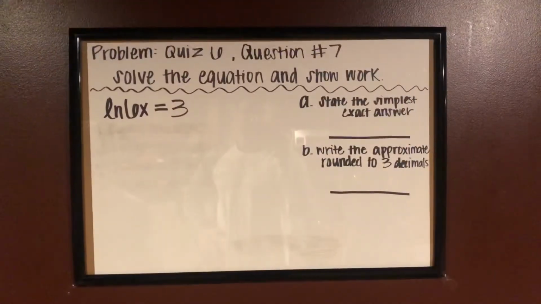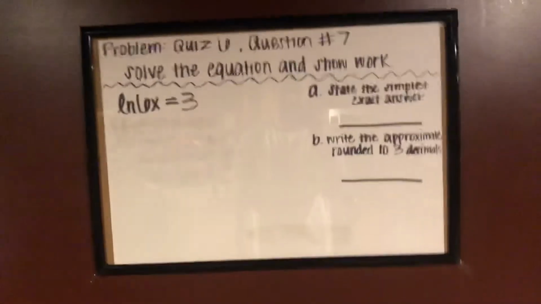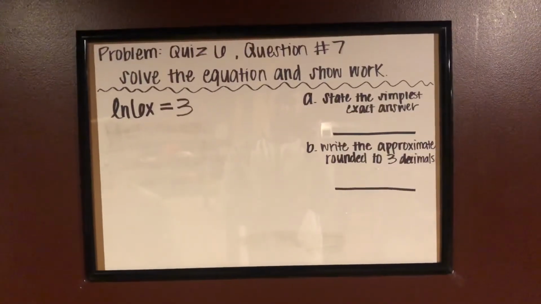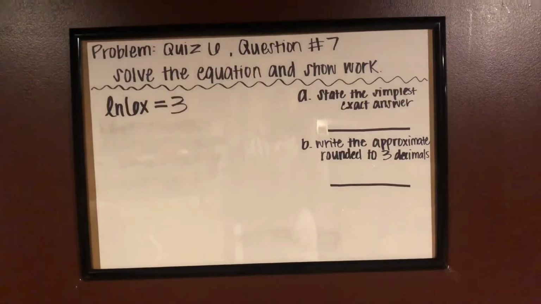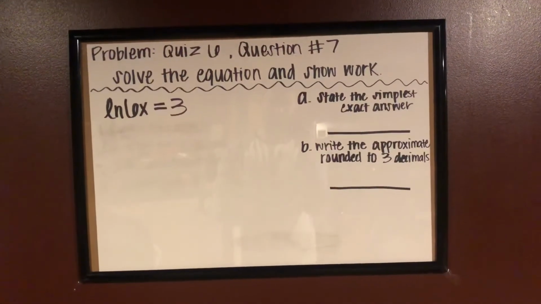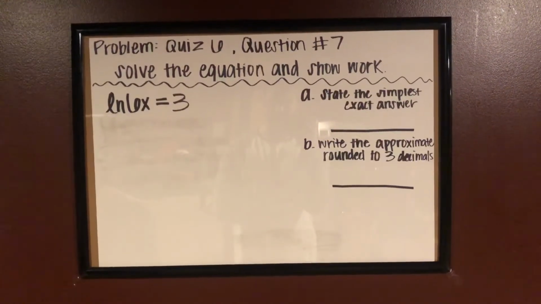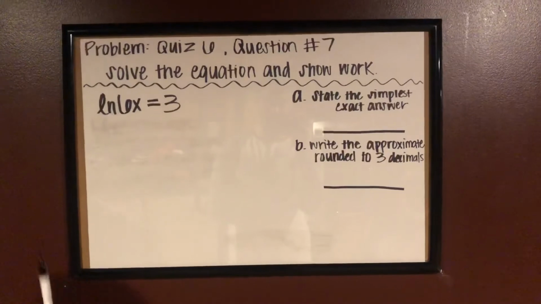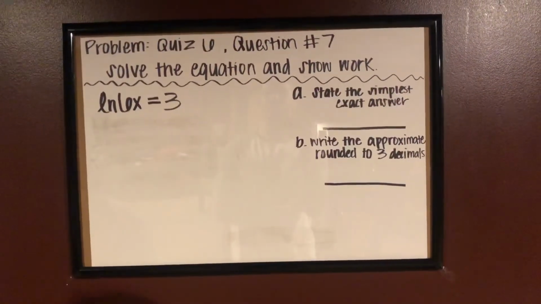Okay, so the next problem is from quiz 6, and it's question number 7, and it says to solve the equation and show work. Part A is to state the simplest exact answer, and part B is write the approximate rounded to 3 decimals. And this is the equation that I have to solve.